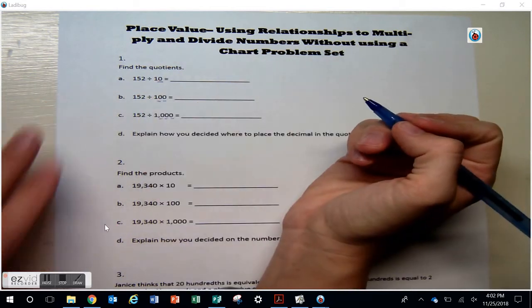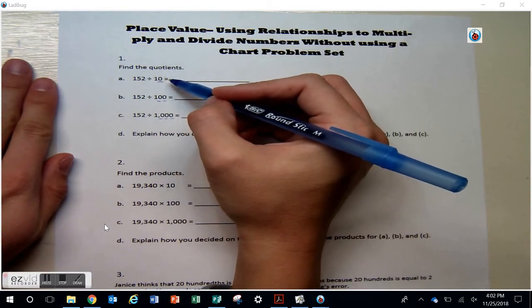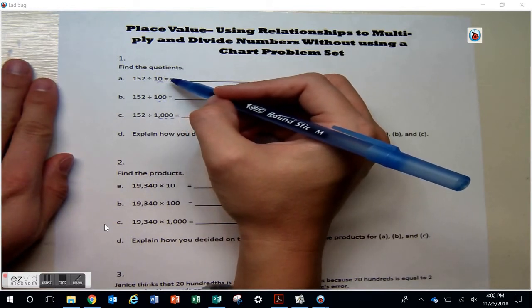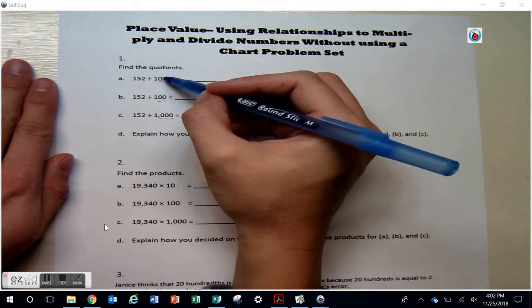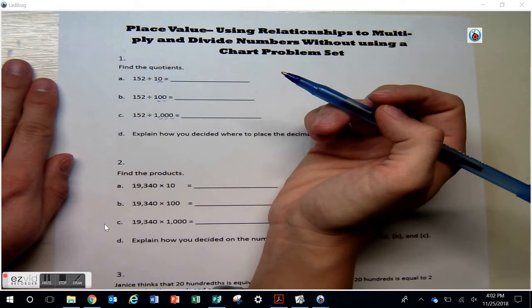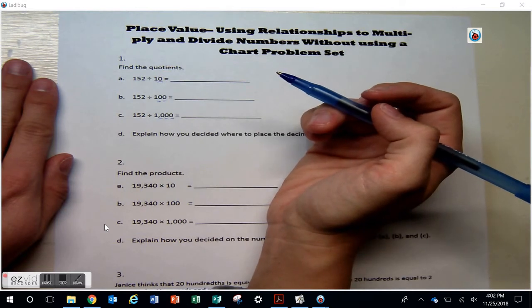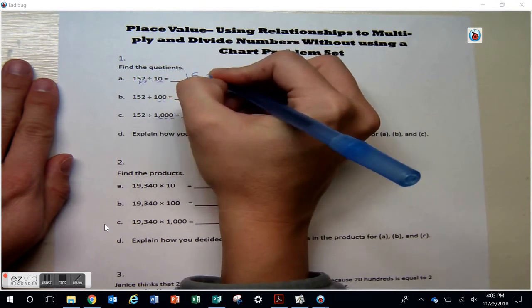Now here, we're dividing by 10. So if we divide by 10, that means that we can make our number smaller. And if we make our number smaller, we're only going to move it one place value because that's how many zeros are in our problem. So I'm going to move it smaller, one place value, getting 15 and 2 tenths.